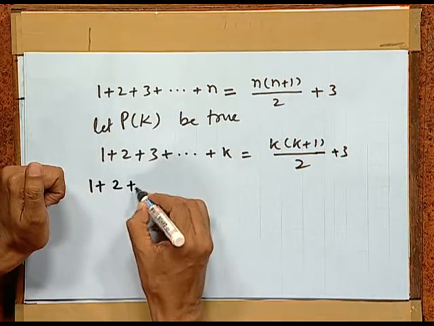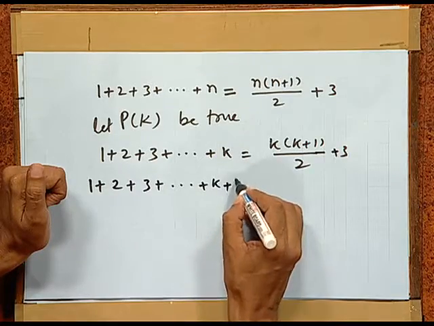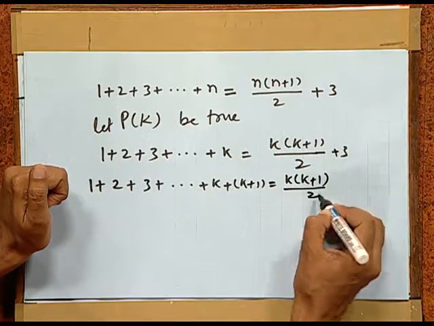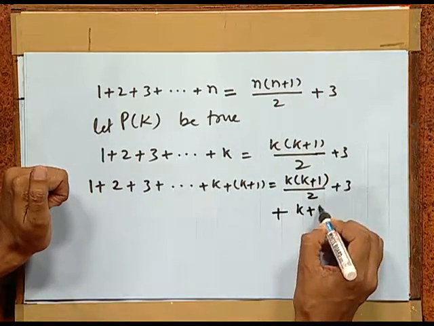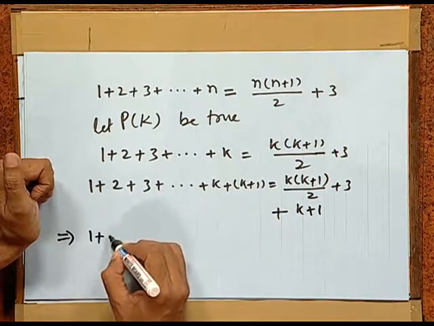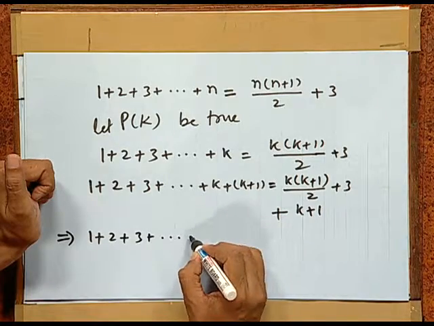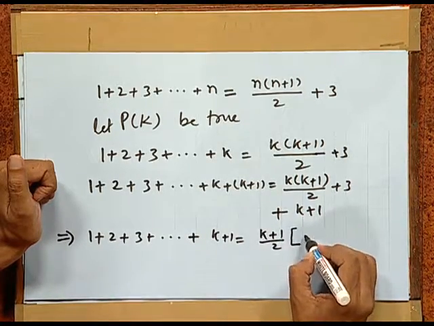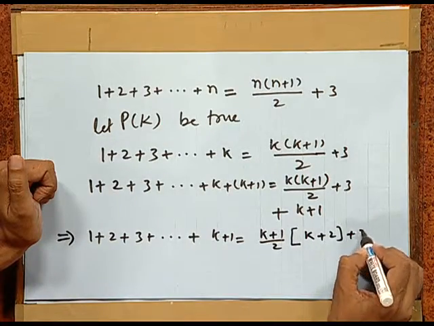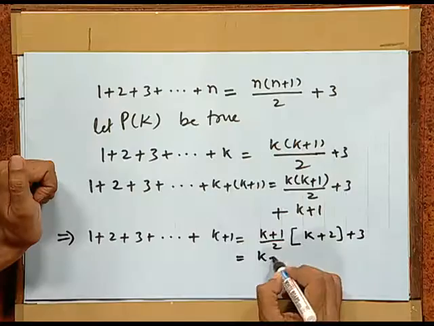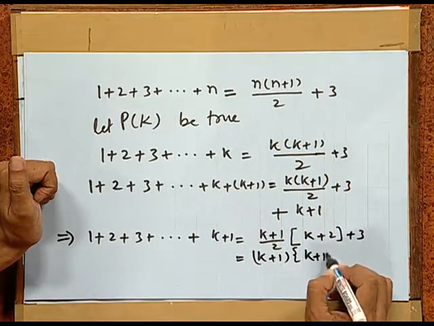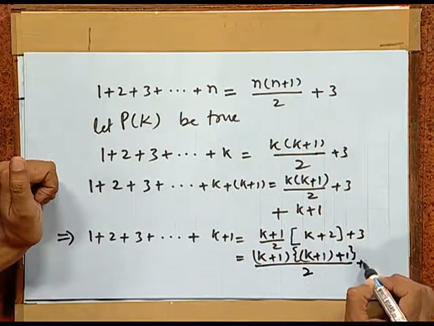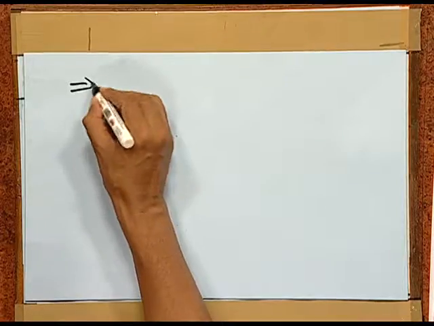Now, to come for P(k plus 1), we add one more term. So, we get 1 plus 2 plus 3 and so on up to k and k plus 1. This side we get k times (k plus 1) by 2 plus 3 plus (k plus 1). This implies 1 plus 2 plus 3 and so on up to k plus 1 equals (k plus 1) by 2 times (k plus 2) plus 3, which equals (k plus 1) times ((k plus 1) plus 1) by 2 plus 3. This implies P(k plus 1) is also true.